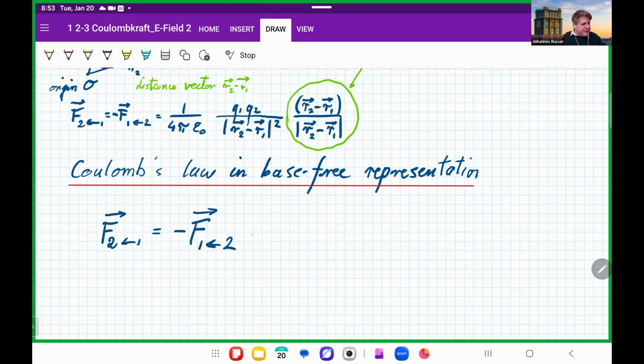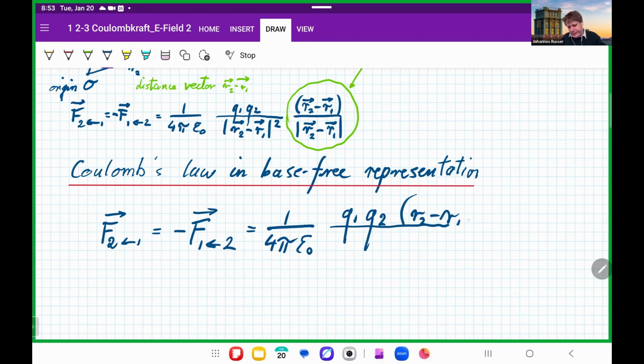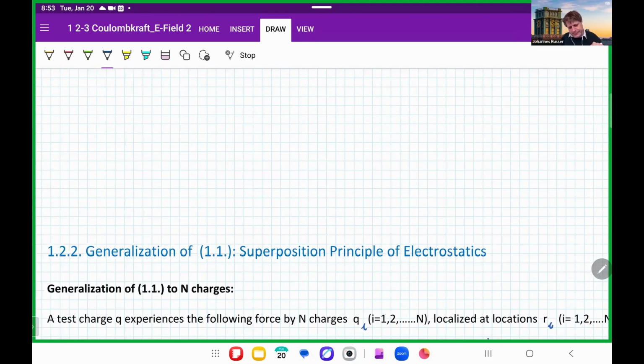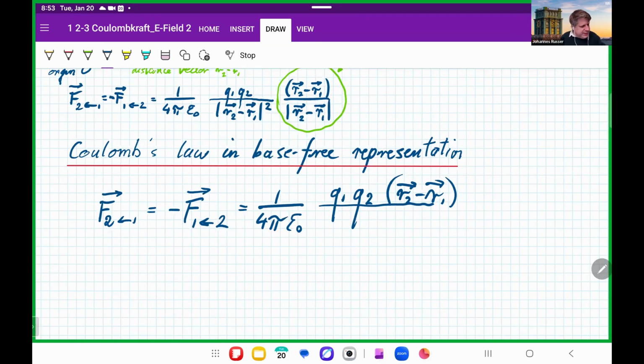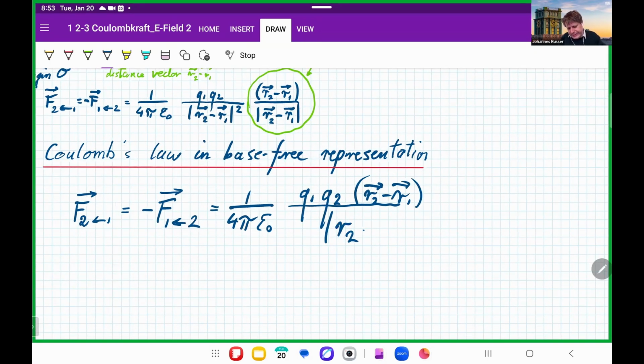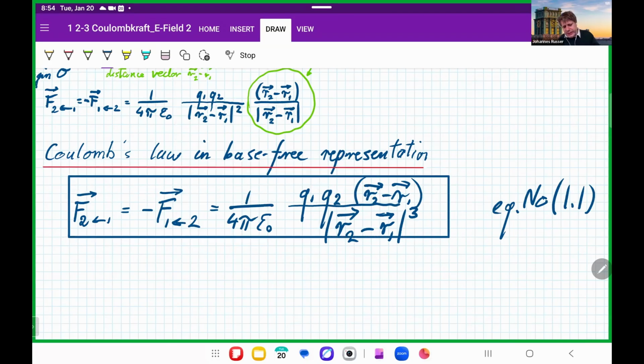And that's here our 1 over 4 pi epsilon naught, times Q1 times Q2 times the distance vector R2 minus R1. And we write this here, divided by the magnitude of R2 minus R1 to the power of 3. So this is our equation number 1.1, and that's Coulomb's law.